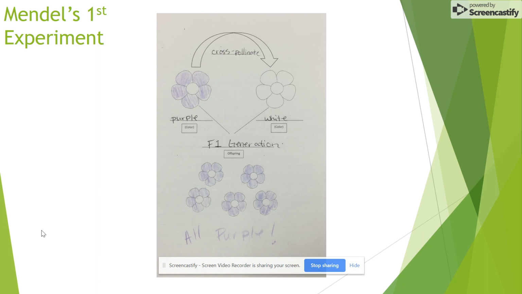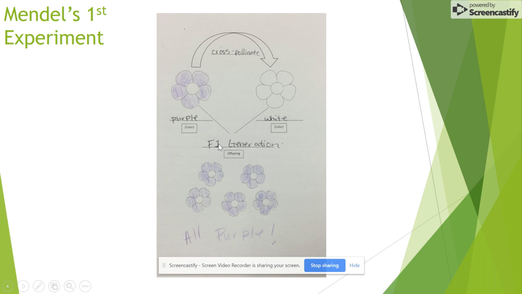Okay, so you guys should have a similar diagram that you have included in your notebooks. This is just diagramming out Mendel's first experiment. So, like we said before, Mendel took one purple flower, one white flower, and he cross-pollinated them. So we took the pollen from one flower here, and we connected it with the ovule or the eggs in the white flower here. We call these offspring the F1 generation.